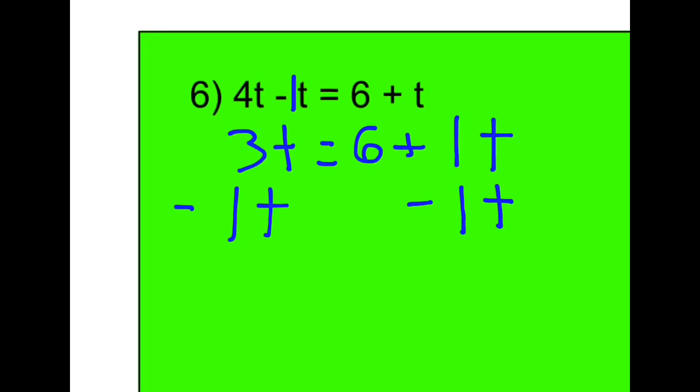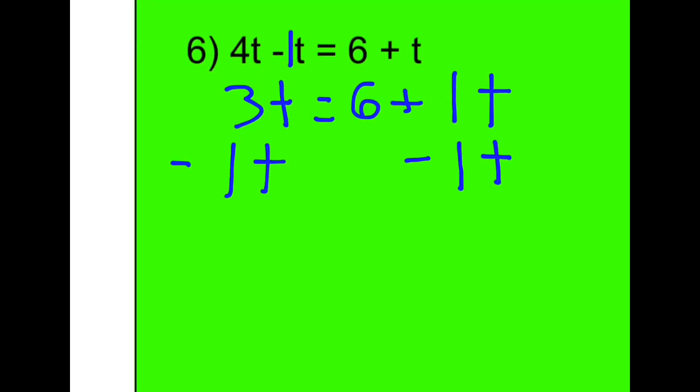Now watch what happens. 3t minus 1t is 2t. Ha! I said 2t. That's what happens to me when I eat a lot of beans. I get 2t. So 3t minus 1t is 2t.